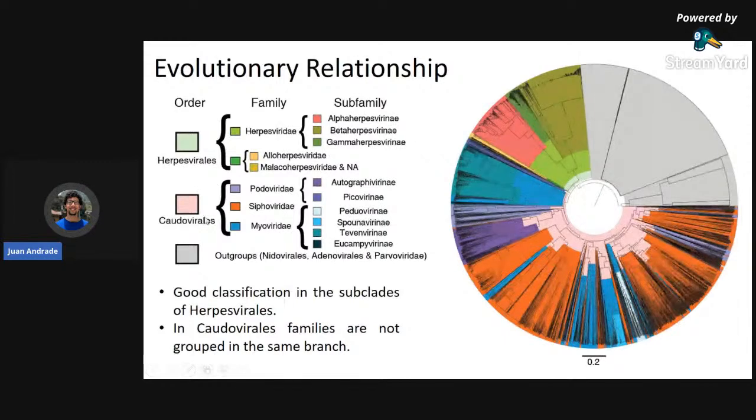However, if you look at the Caudovirales, you see that there are 2 Caudovirales branches, a really big one and a really small one. And the thing is that while the subfamilies that were defined at that point, in 2016, 2017, were mostly clustered in the same branch, so they were monophyletic, this was not the case for the families. Again, the families that were defined at that point, because the classification has changed.